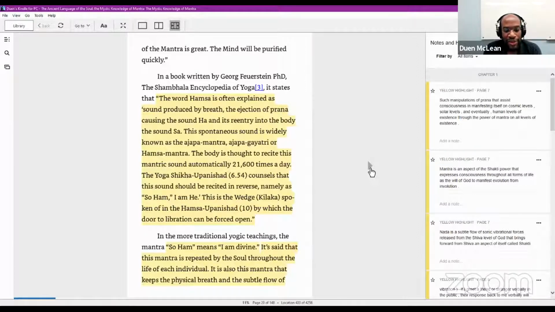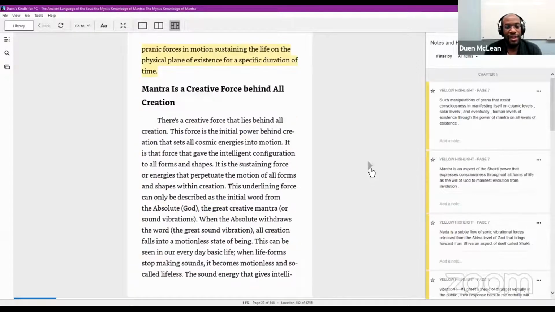In the more traditional yogic teachings, the mantra, So, Ham, means I am divine. It's said that this mantra is repeated by the soul throughout the life of each individual. It is also this mantra that keeps the physical breath and the subtle flow of pranic forces in motion, sustaining the life on the physical plane of existence for a specific duration of time.